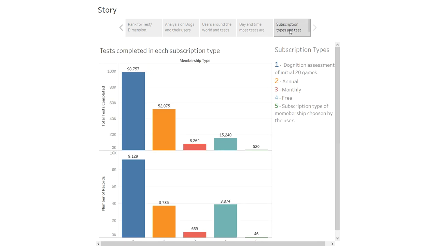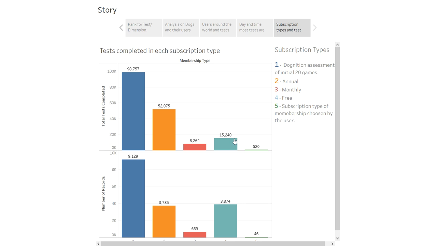Subscription types. Dognition provides 5 types of subscription to the user, like first 20 tests for $19, and also annual, monthly, free, and the users can choose at their own discretion. But the number of users tends to decrease from 20 games to annual to monthly or free.